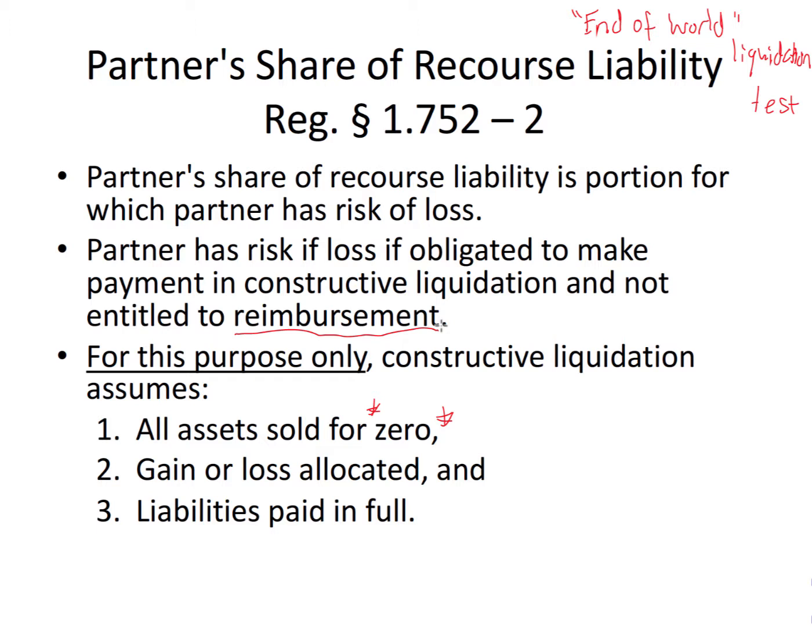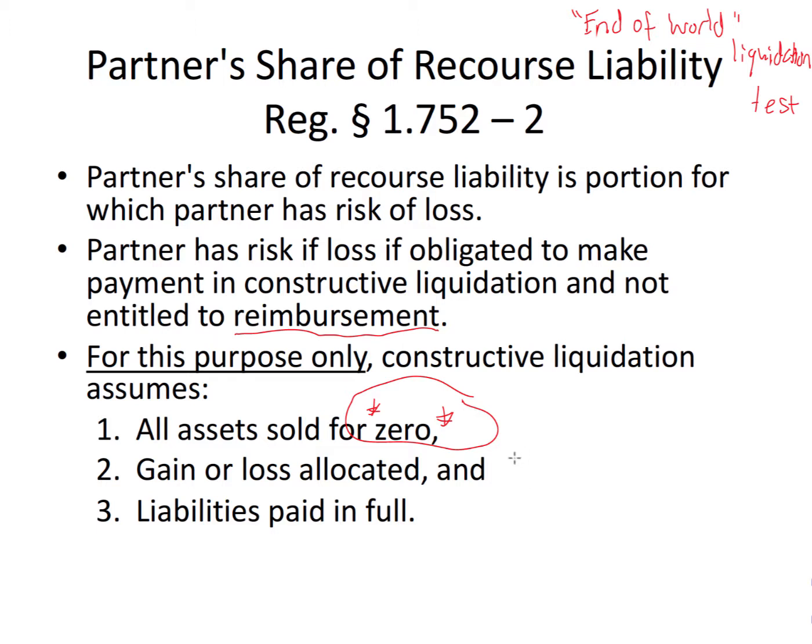So the way we do the constructive liquidation is that we assume that all assets are sold for zero. So all partnership assets, liabilities become due and payable in full. All partnership assets, including cash, become worthless, so they are sold for zero. Not fair market value or anything, just zero. You have to sell them for zero. So basically, every asset has a loss for its book value, if you will. All partnership assets are disposed of, and then we have gains or losses, which are allocated.